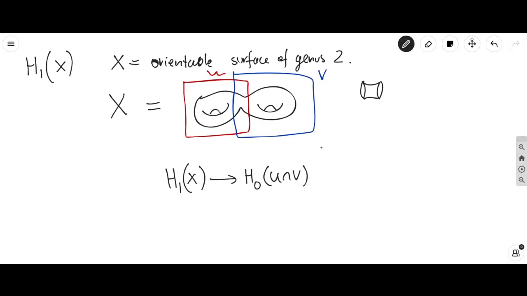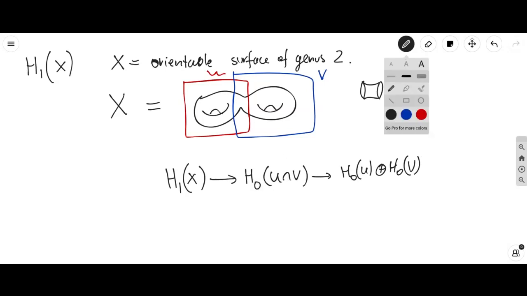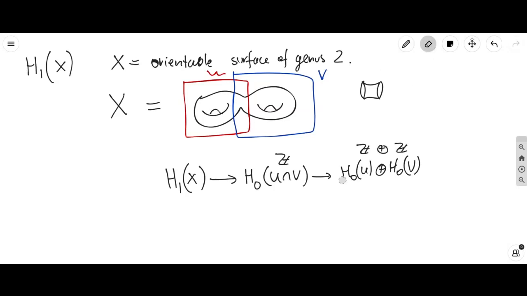And then you have H0 of U plus H0 of V. Now, as a group, this one is isomorphic to the integers, and this one is going to be 2 copies of the integers. And just like we had with the projective plane, this is just the diagonal map. This is very easy to understand because this is H0, it's just counting components. So this is clearly going to be an injective map.